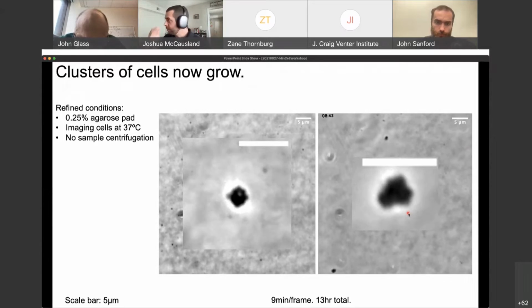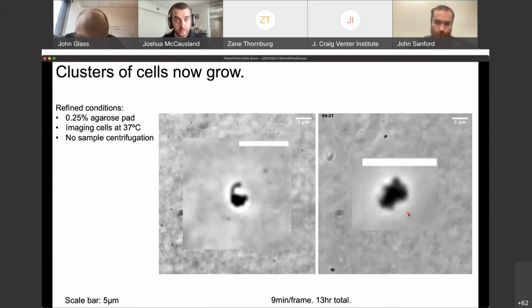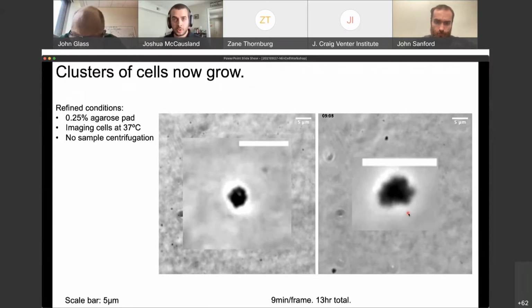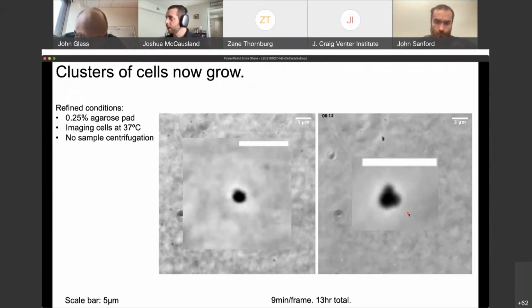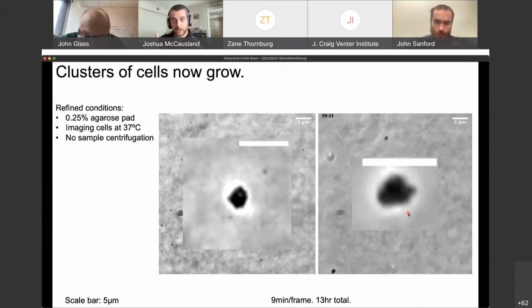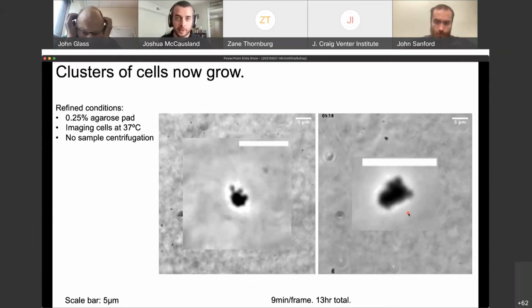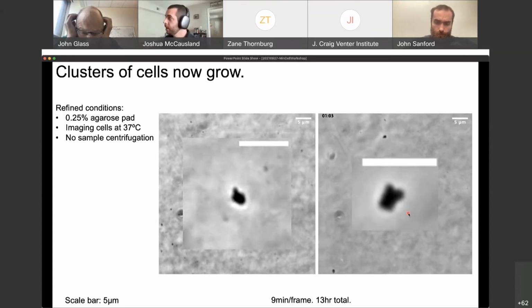Through some more optimization, because 0.25% agarose pad is nice and it helped, but it was too liquid. In this condition, while I could find growing cells, I also would very frequently find what I would think be a good cluster of cells, and within 2 frames, they would fall out of focus and diffuse away, just because it was so liquid that they weren't staying in one place.